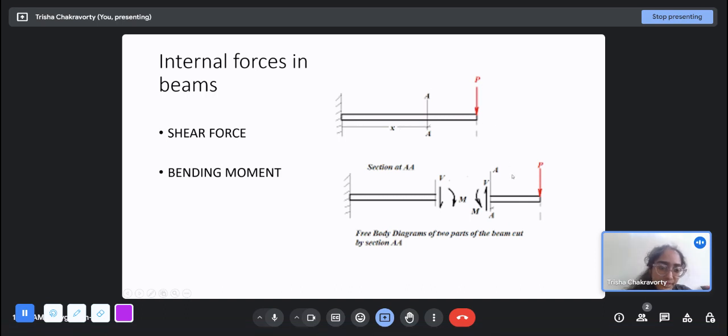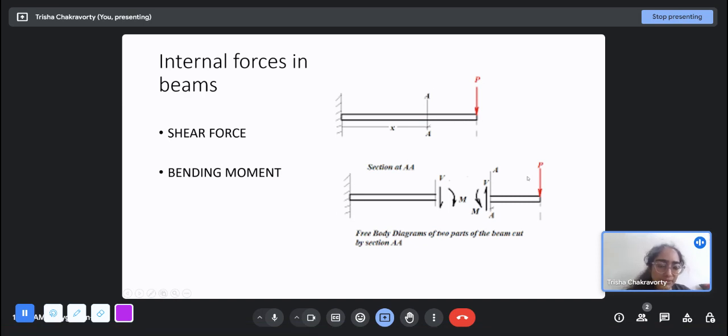For example, in this structure, if you consider the bending moment, suppose this length is X or Y, then at this section the bending moment will be P into Y, because for equilibrium of this part, if you take moment about this point, the moment will be P into Y. So basically the bending moment is Py at any section Y from the free end. So it will be a straight line that increases from 0 to PL, where L is the total length. So the bending moment varies.